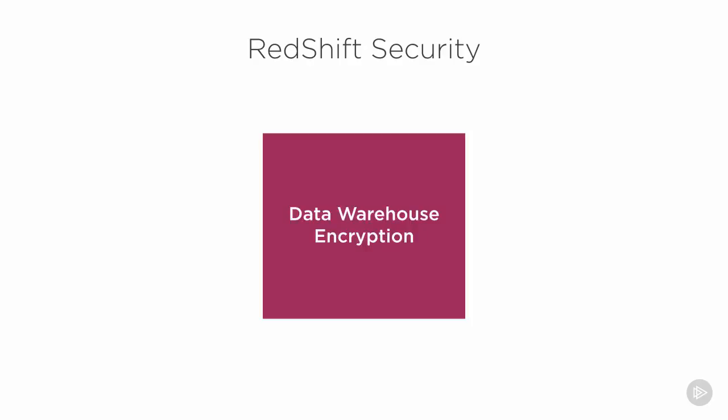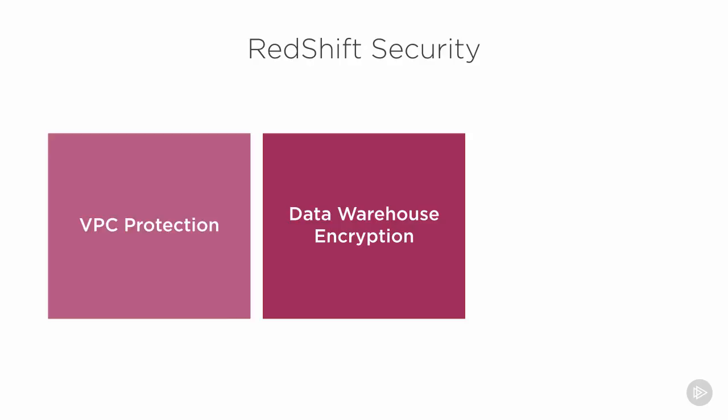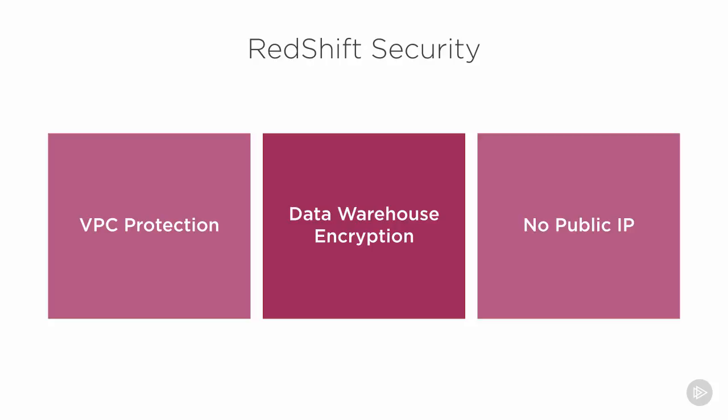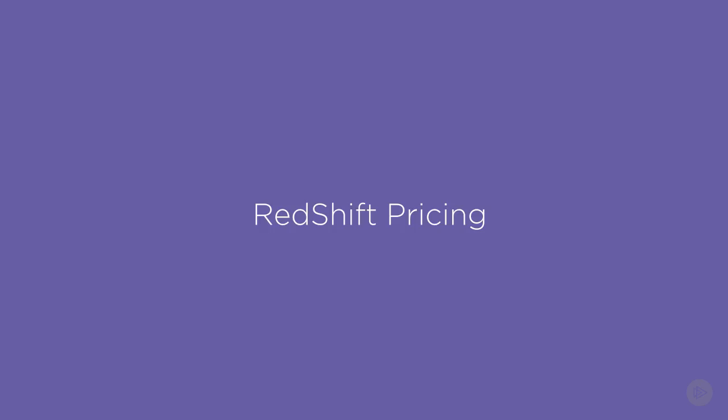Redshift also provides several security options with your data warehouse. First is the ability to encrypt your entire data warehouse. You can also set up the data warehouse in a virtual private cloud to ensure the only access to the Redshift cluster can come from within the VPC. Finally, you can even choose to not assign a public IP address for the cluster, further controlling and restricting access to this sensitive resource.